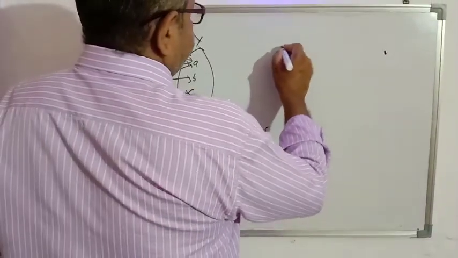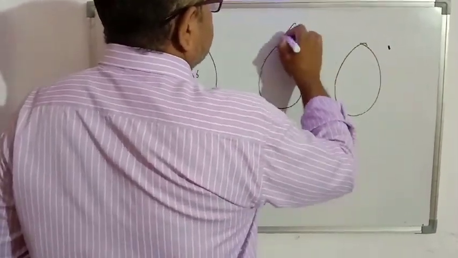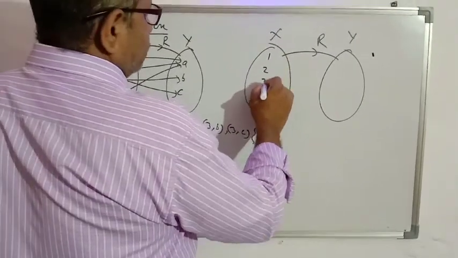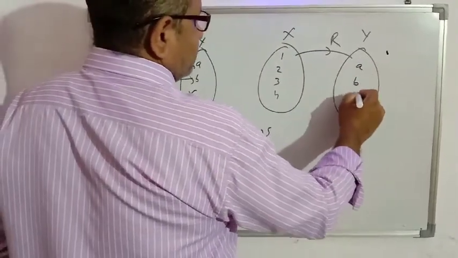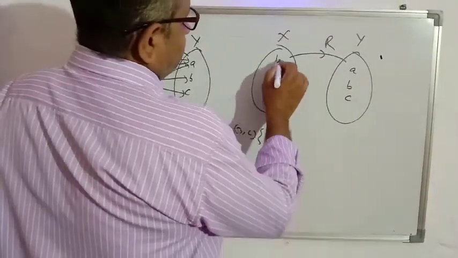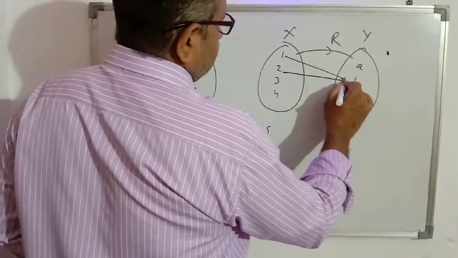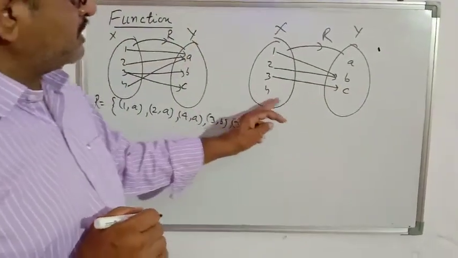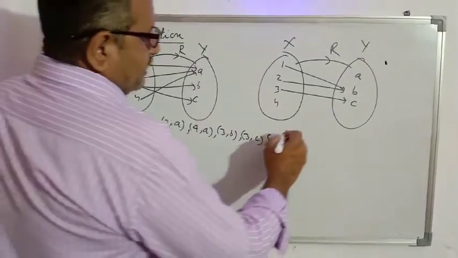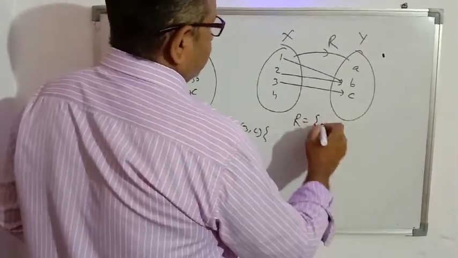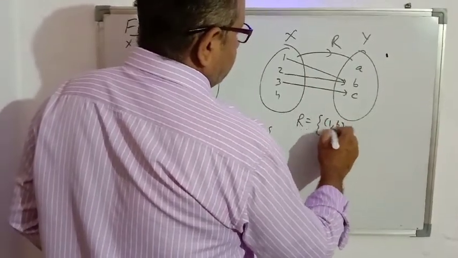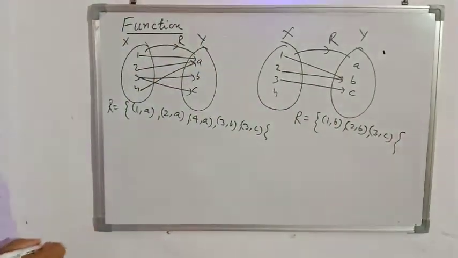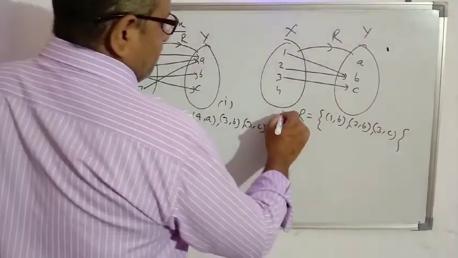Let us see another relation. This set is X, this set is Y. A relation is defined from set X to Y. Elements are 1, 2, 3, 4 and Y contains 3 elements a, b, c. 1 is related to b, 2 is also related to b, 3 is related to c and 4 is not related to any element in the set Y. We can write this relation in the roster form like this: 1b, 2b, 3c. This is the second relation.